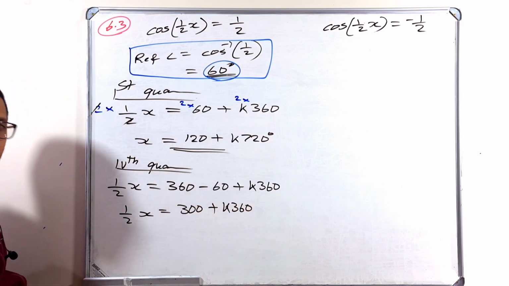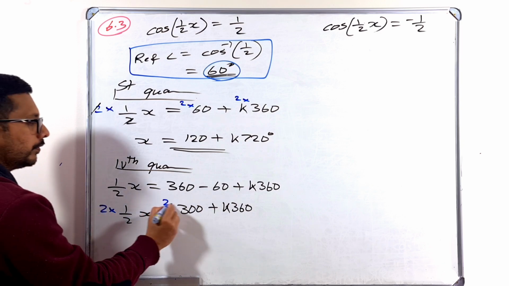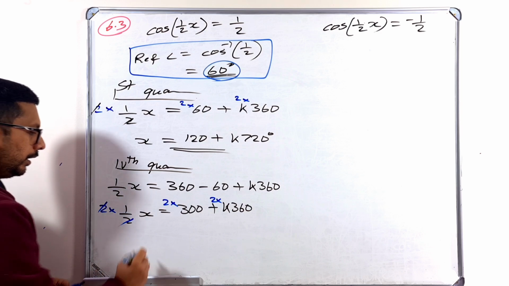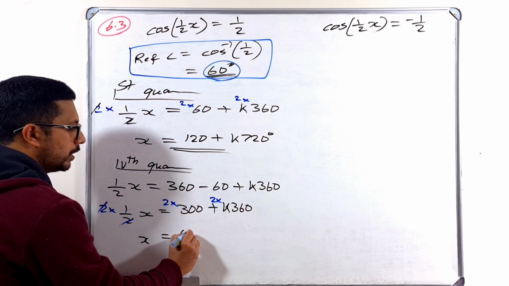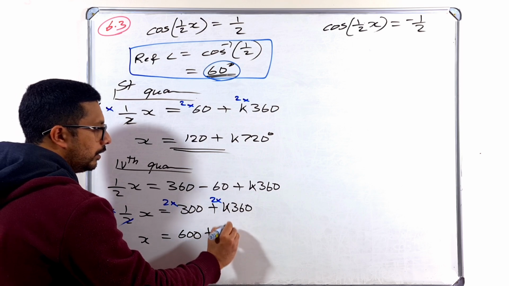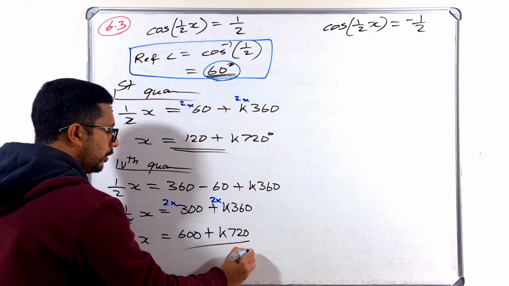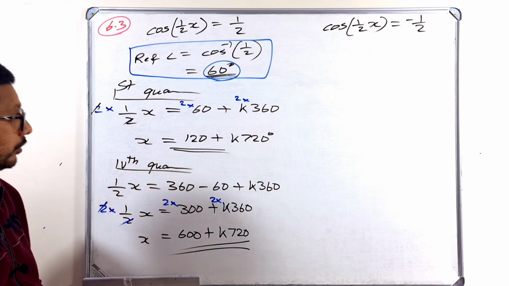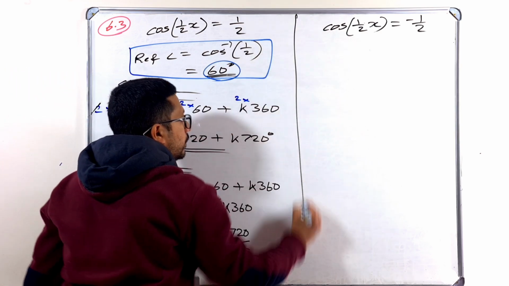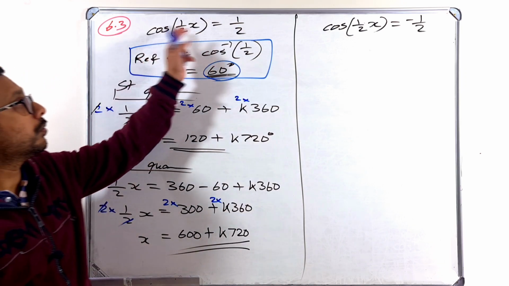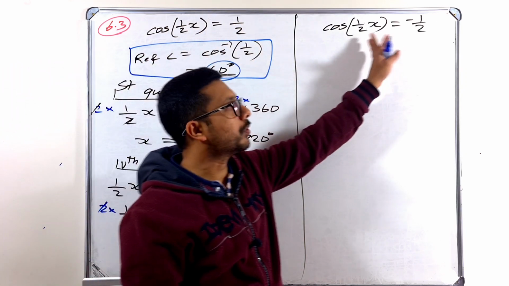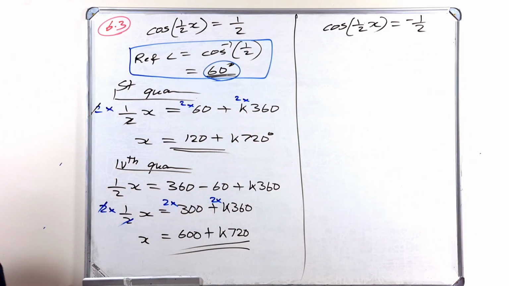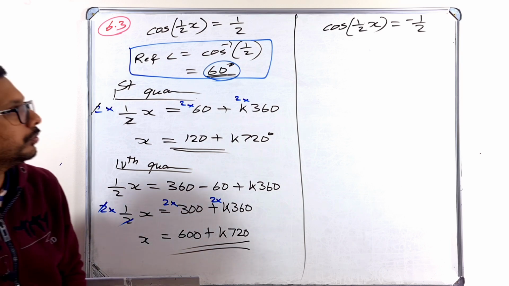So how can you find x? Just like the previous one, multiply throughout with the 2. So the 2 cancels, and remaining is x is equal to 600 plus k 720. So the second x value is 600 plus k 720. So here this is only the half part. Here we have cos is positive; cos is negative, that one also you have to do. So the next one is cos is negative.